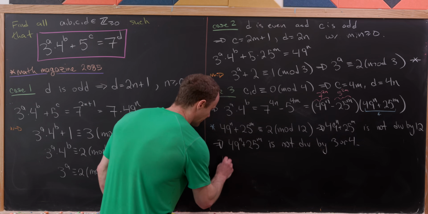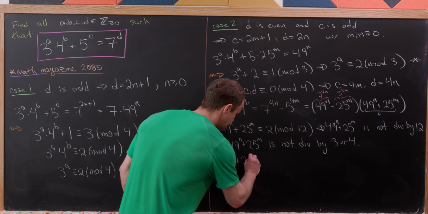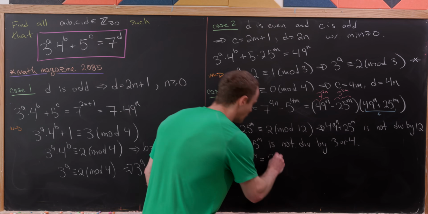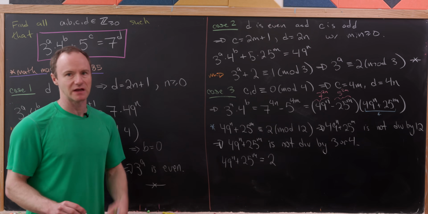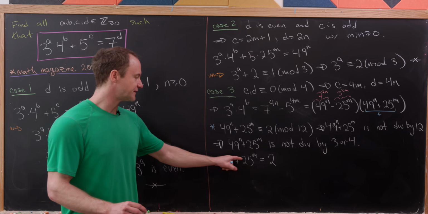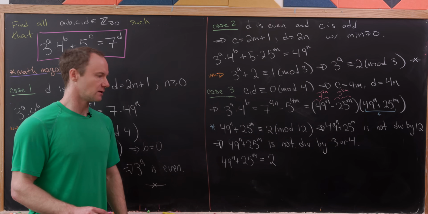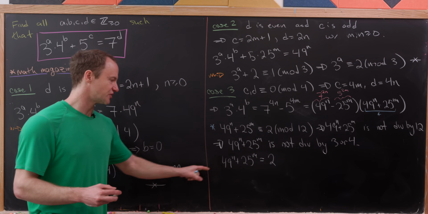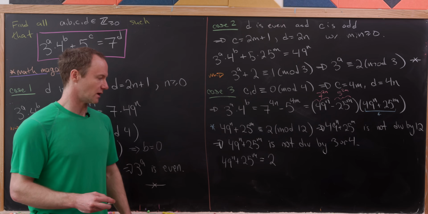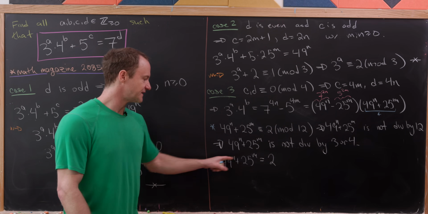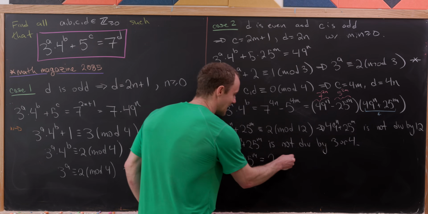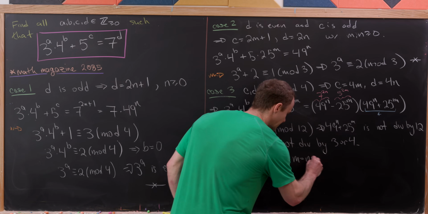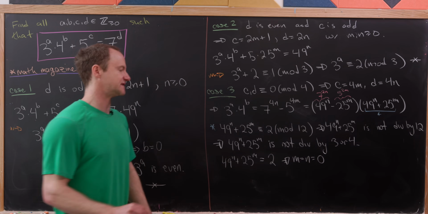So let's see, we've got 49 to the n plus 25 to the m is equal to 2 or 1, but let's observe that it cannot be equal to 1 because each of these is bigger than or equal to 1. Well, since each is bigger than or equal to 1 and each is a positive integer, that means each of these is equal to 1. But if each of these is equal to 1, that means that m and n are both 0. So we have m equals n equals 0.